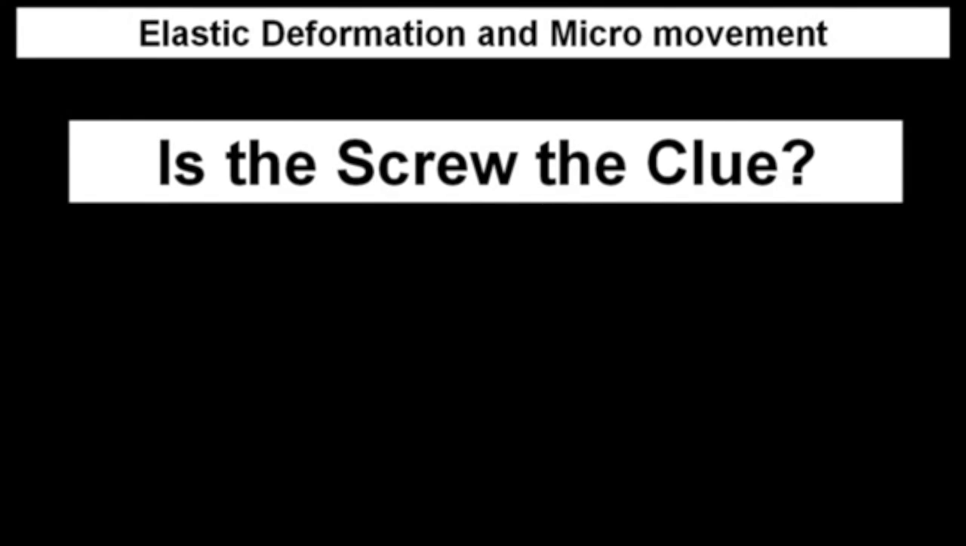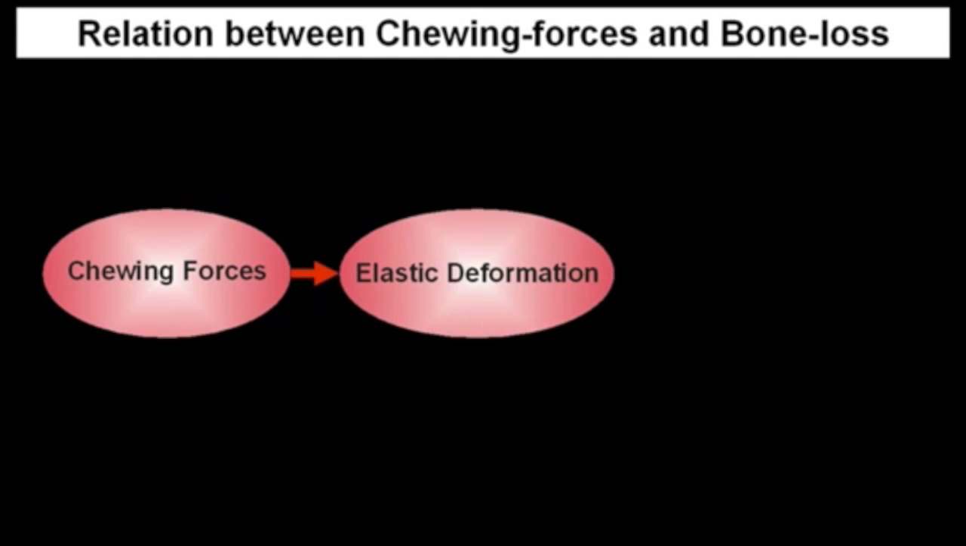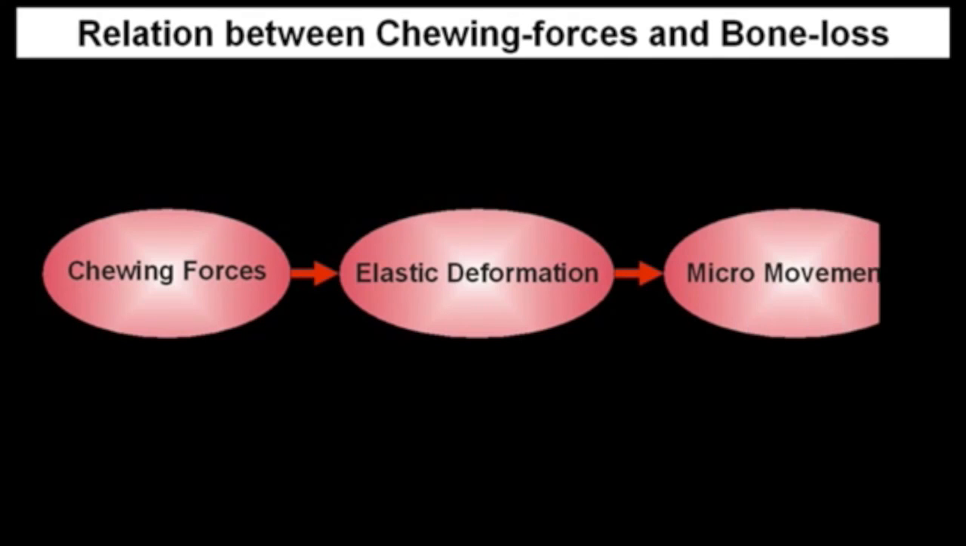So we can say the screw is only one part of the clue. We should look at the whole system. If we have a perfect binding screw and a bad implant, we have solved nothing. So we have the chewing forces, and one result is the elastic deformation and the micro movements.